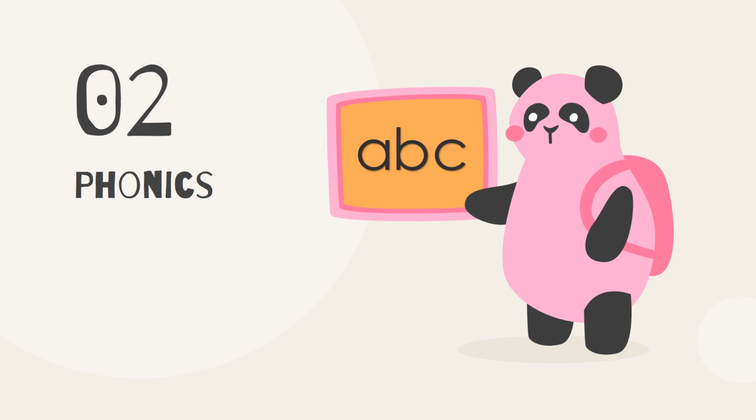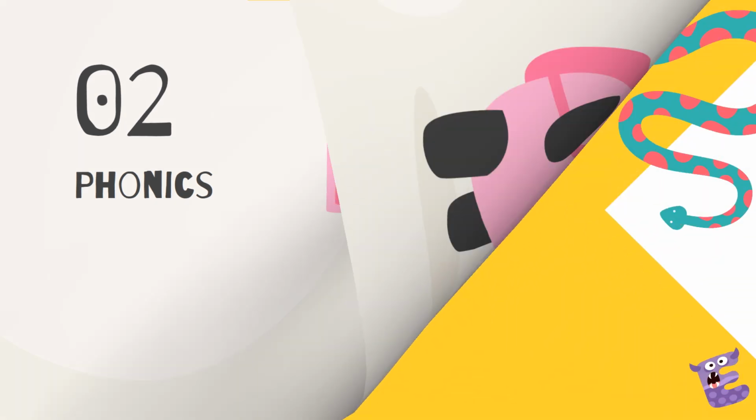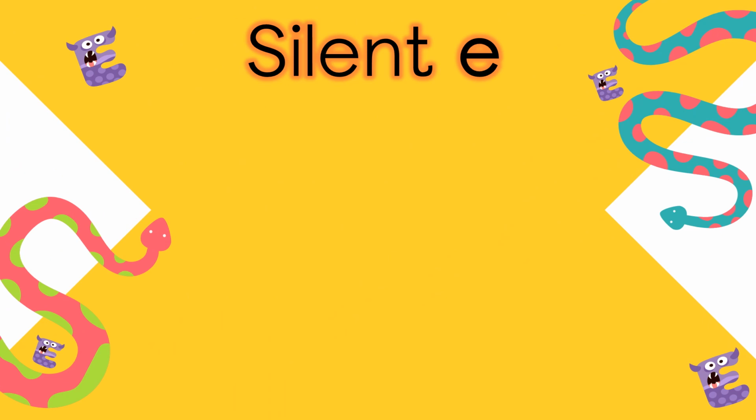Phonics. So we have the silent E. You will just have to be able to read these words. So you must recognize how the sounds change. So you must read these words for your assessment. We call it the magic E because it changes the vowel before it.